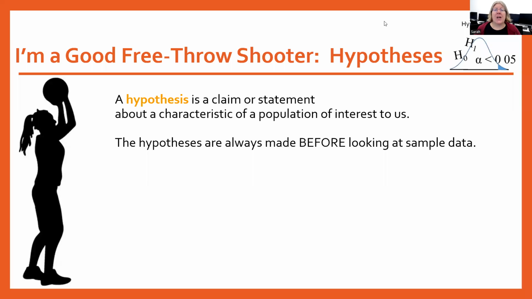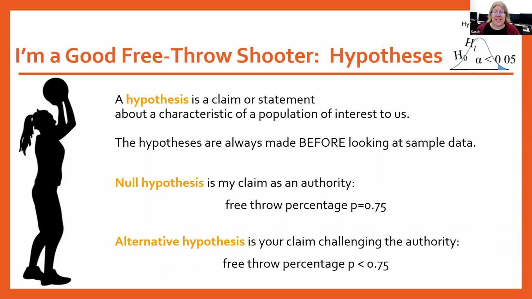Let's take a closer look at the hypotheses. So earlier we defined that a hypothesis is a claim or statement about a characteristic of the population. We always make our hypotheses before we look at our sample data. So the null hypothesis is my claim as an authority figure. So my free throw percentage, P, is equal to 0.75.